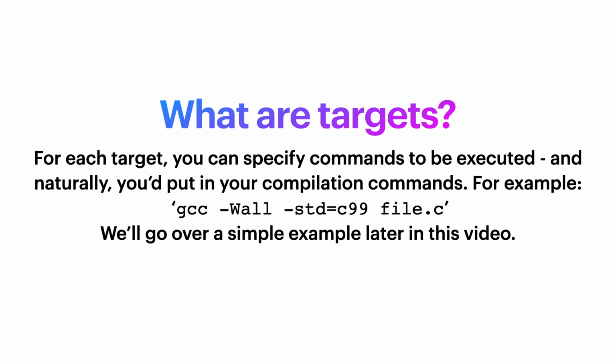For each target, you can specify commands to be executed, and naturally, you'd put in your compilation commands. For example, gcc -Wall -std=c99 file.c. We'll go over a simple example later in this video.